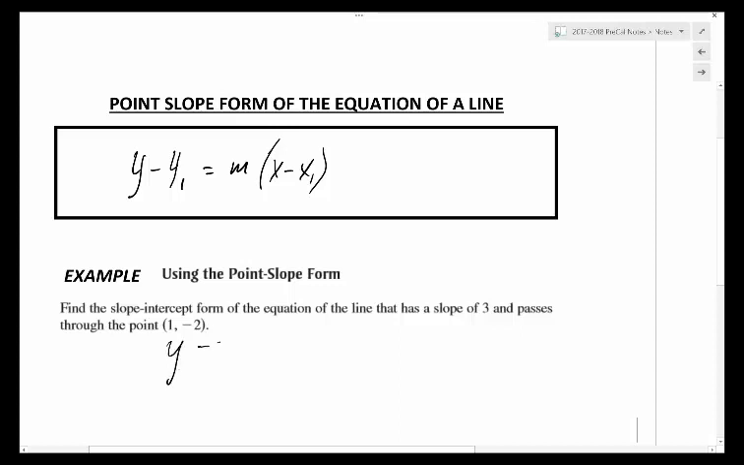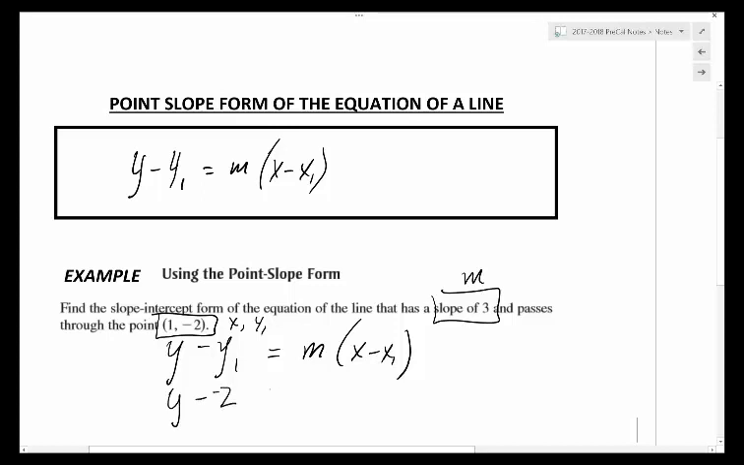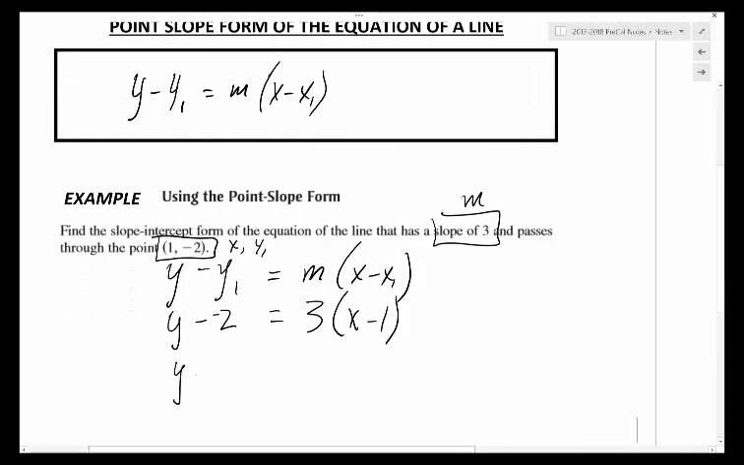So if I have y minus y1 and it equals the slope times x minus x1, I know my slope of 3 is my m value, and these right here are x1 and y1. So now I have y minus negative 2 equals 3 times x minus 1. So y plus 2 equals 3 times x minus 1. And I'm fine with that.